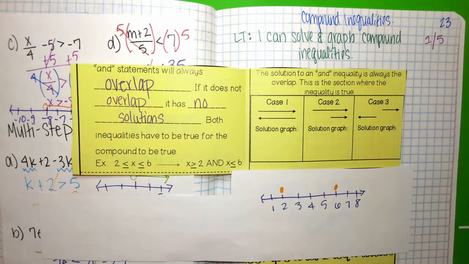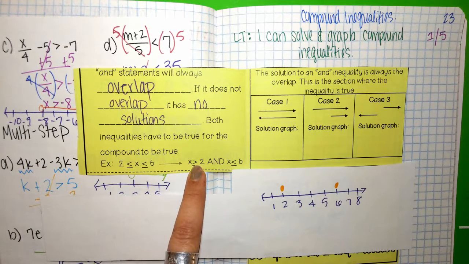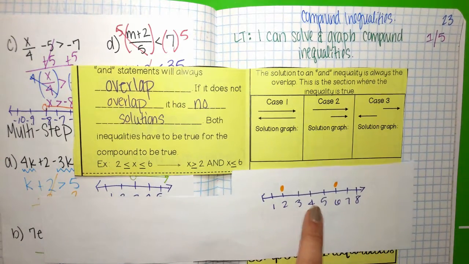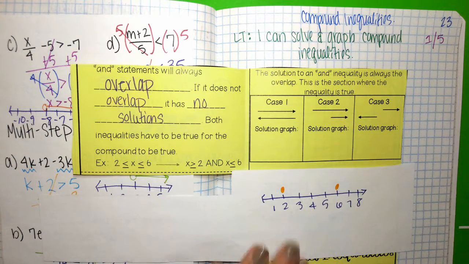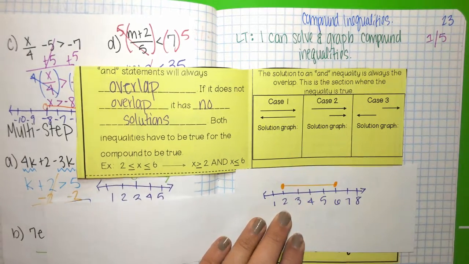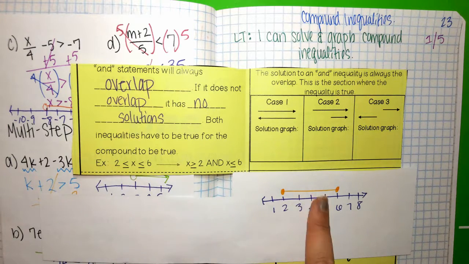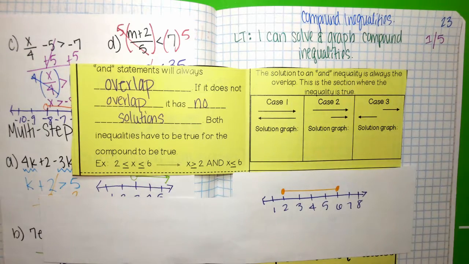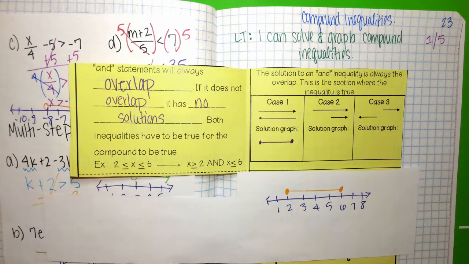So what it means by overlap is this says that it has to be greater than or equal to 2, correct? What numbers are greater than or equal to 2? 3, 4, 5, 6, 7. But it also has to be less than or equal to 6. So what numbers are less than or equal to 6? So they connect and look like that. How do you get that? You just connect them. So our solution to our graph would connect. Draw that.